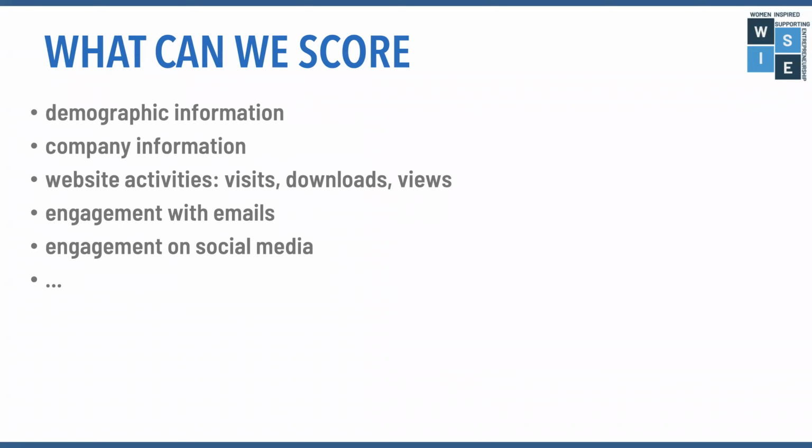We can score different relevant information: demographic information, company information, website activities such as visits on certain pages, ebook downloads, webinar signups and webinar views, submitting a contact form. Of course, all these examples have different values and scores. The higher the probability to close, the higher their score should be. Then engagement with emails, opening, clicking on emails, engagement on social media, etc.